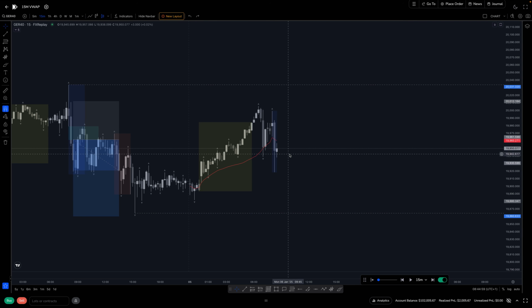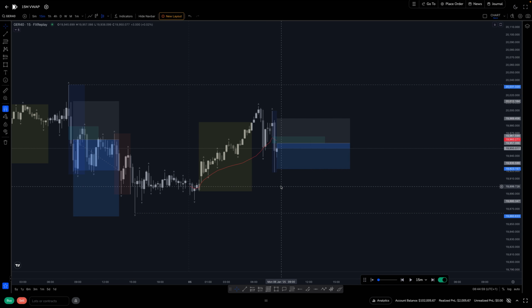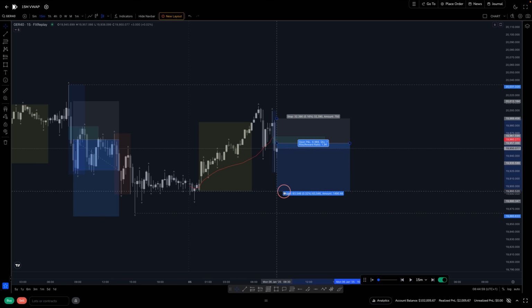So now you can look for shorts because we've broken below the fair value gap here. As we can see, we are below the new day VWAP. We can look to enter here, and again what I'm going to do is just put my stop loss above this candle and then look to target 2R.